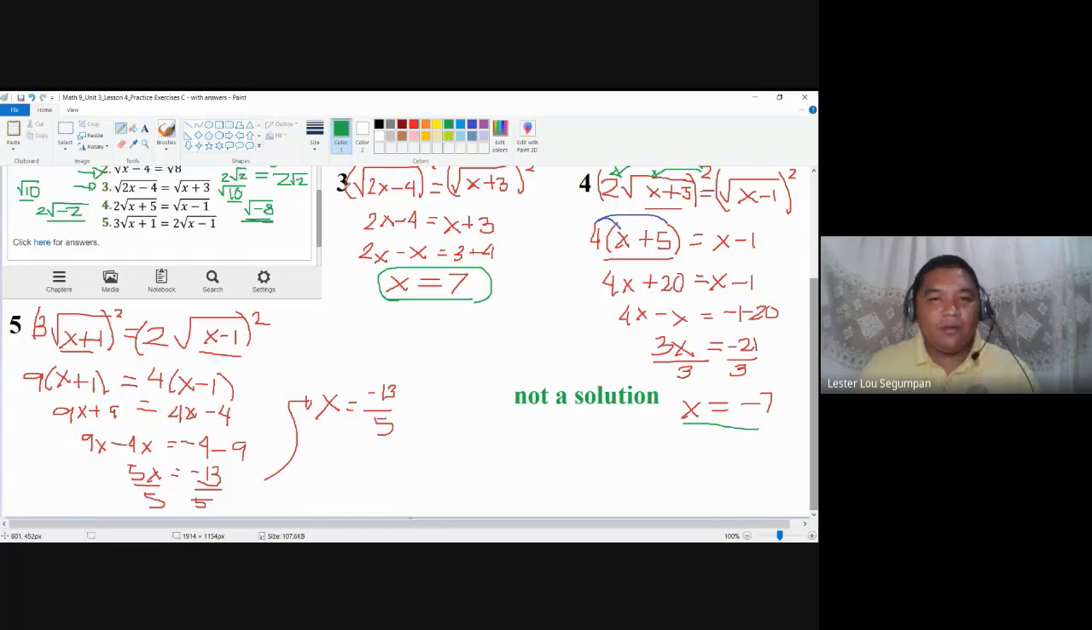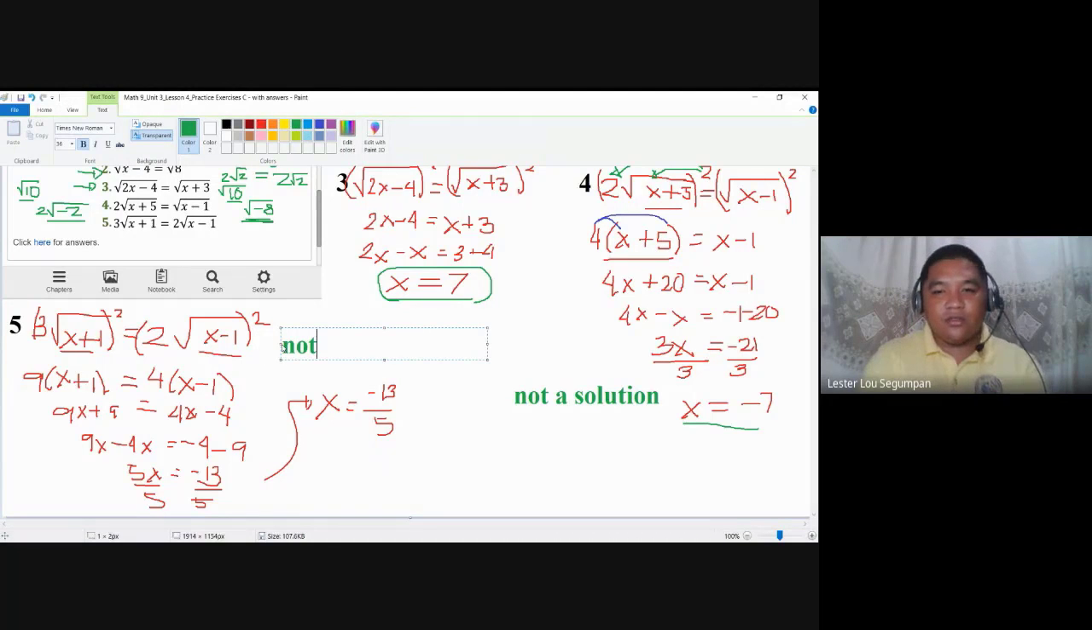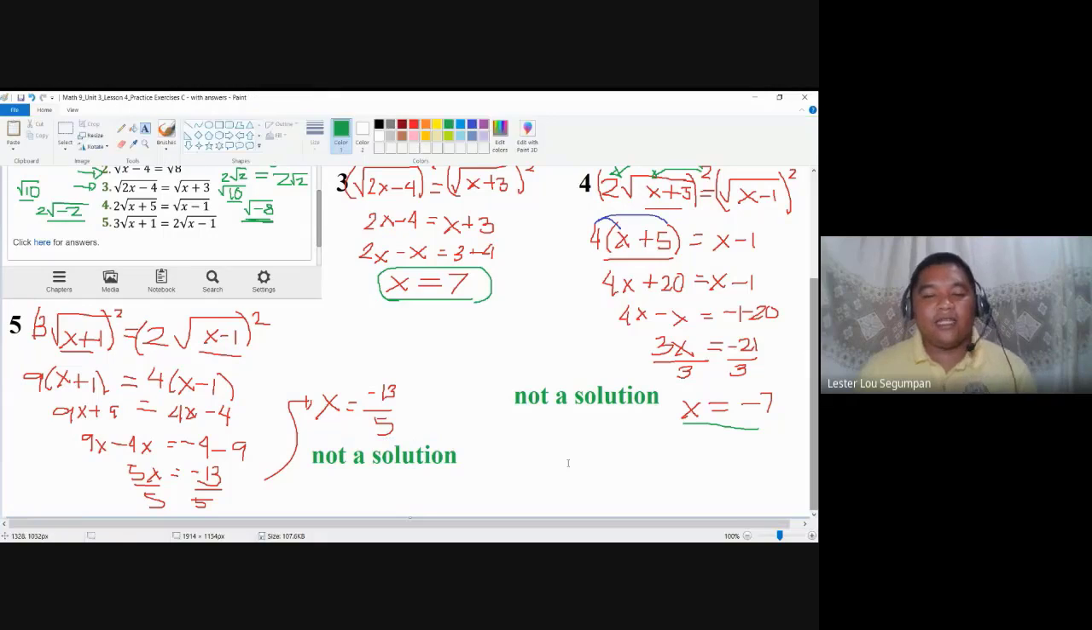In short, for number 5, let's try negative 13 fifths plus 1, wherein 1 can be written as 5 over 5. So negative 13 over 5 plus 5 over 5, we will have negative 8 fifths. Square root of a negative number does not exist. On the other side, we have negative numbers that do not exist as well. In short, this is not a solution, and there are no solutions for number 5 still.